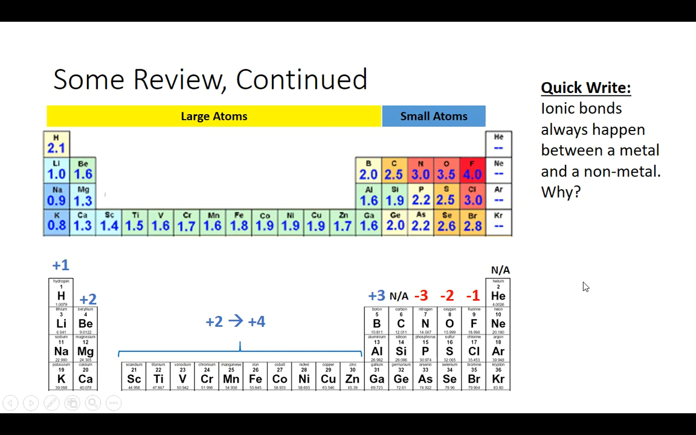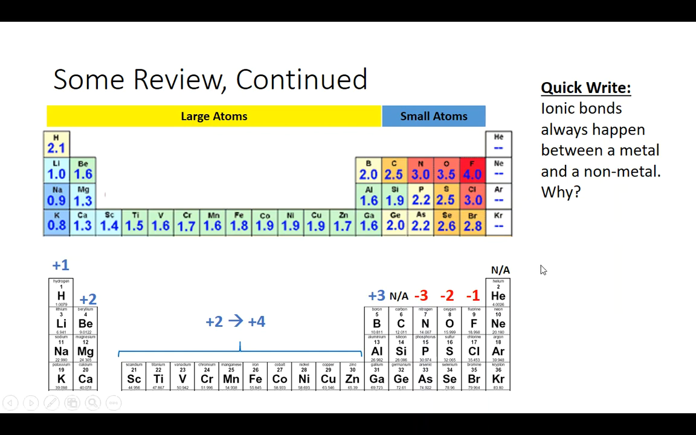Before we go on your paper, I need you to respond to this quick write. Ionic bonds always happen between a metal and a nonmetal. In other words, if you were to take any of these -3, -2, or -1s, they really like to bond to the metals. Please explain why. If you want to think about this another way, how come metals don't steal from metals? Or how come nonmetals don't steal from nonmetals? Please pause the video while you write your answer.